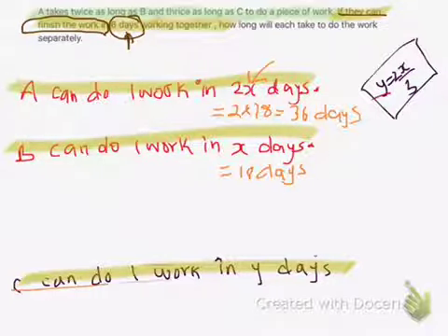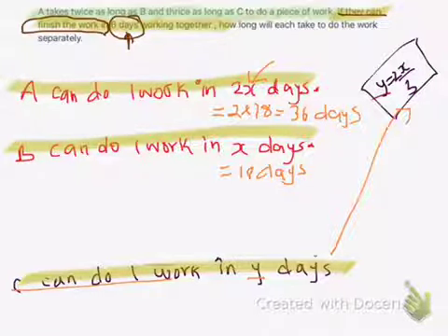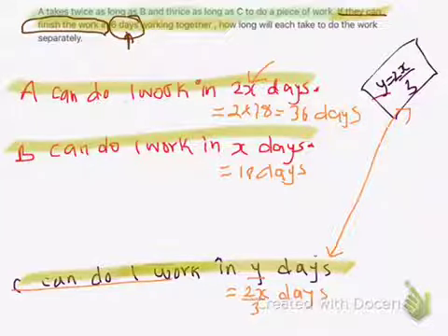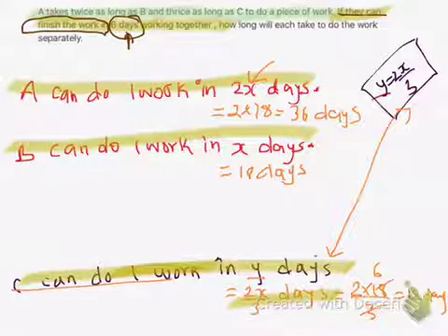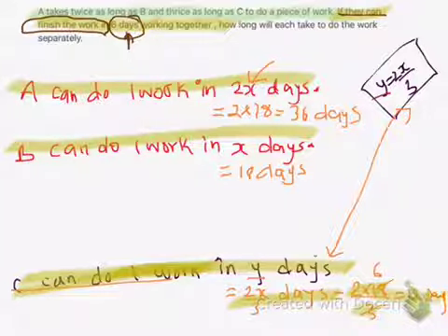Now what we know is C can do one work in y days, and we had found that y is equal to 2x by 3. So we can write C can do one work in 2x by 3 days, and on substituting the value of x equals 18 here, we get C can do one work in 2 times 18 by 3, which is 12 days.